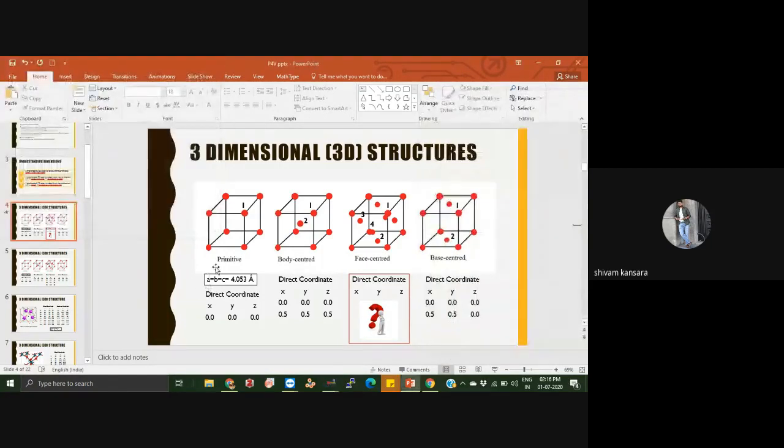Okay, so this is the example of primitive cubic cell, body center cubic cell, base center cubic cell, and face center cubic cell. So in these 4 cubic cells, have you any query or question? Because this is fundamental. So do you have any query or not?